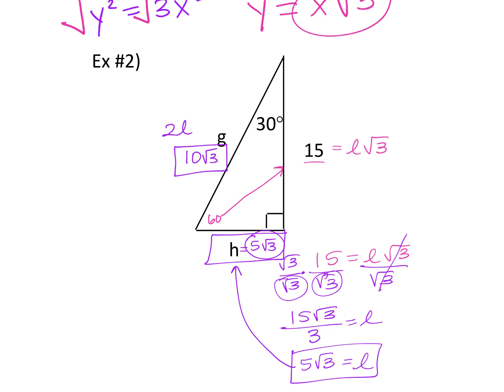Okay, now look. We started with a whole number on our L rad 3 side. 15 turned into 5 rad 3. Shortcut to the shortcut? Divide by 3 and then the middle not 3 goes on the outside.